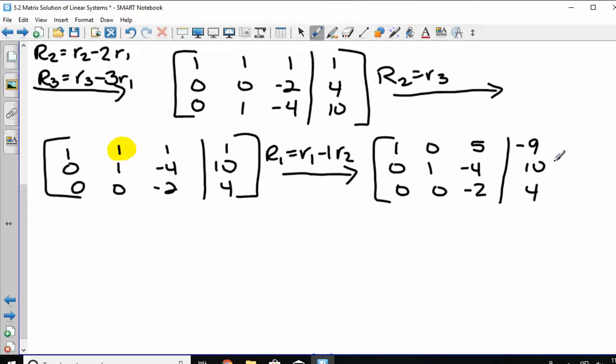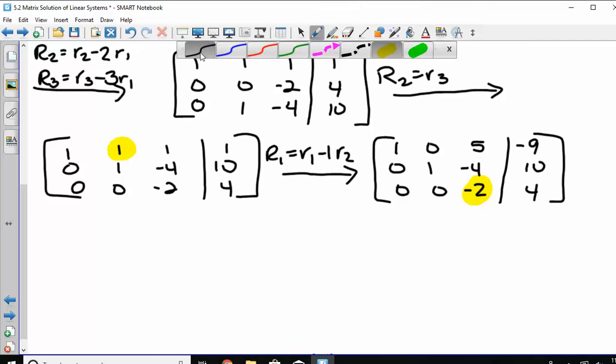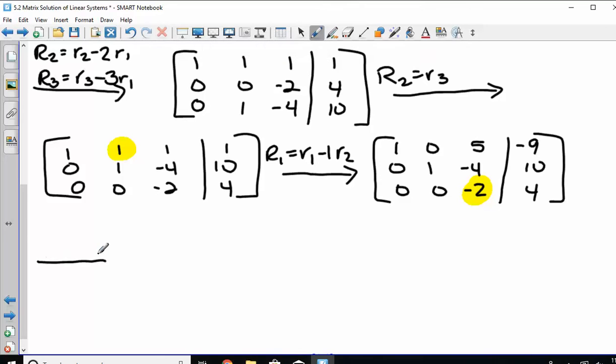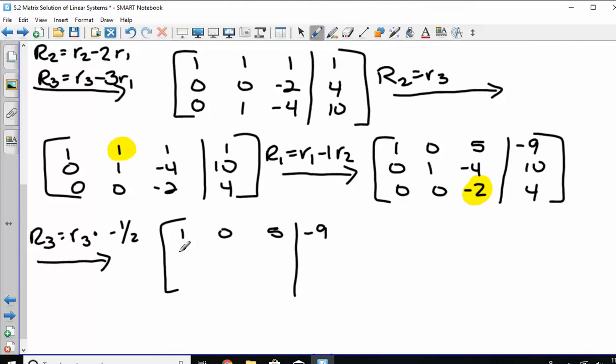Alright, we're two thirds of the way there. Last column, excuse me. Row 3, column 3. I need a 1 here. What would be the best option to get that? Row 3 times the reciprocal, negative 1/2. So it's 0, 0, 1, negative 2.